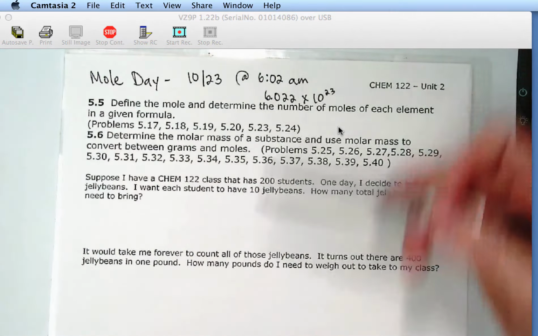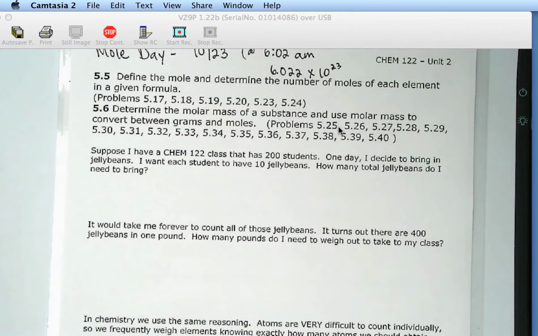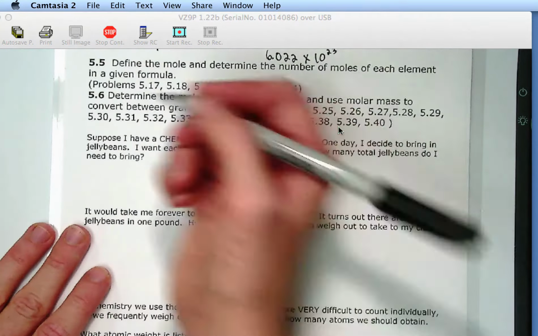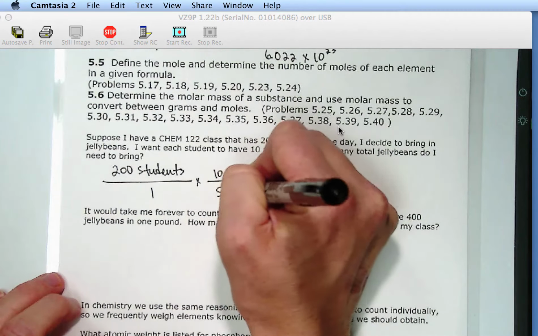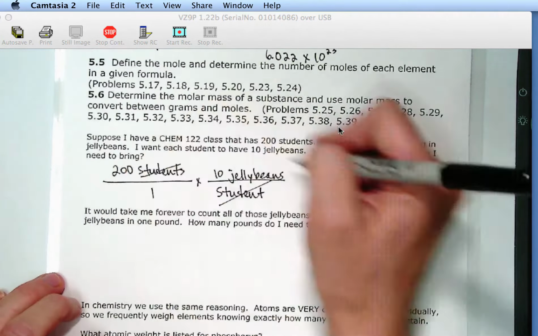So let's say I have a Chem 122 class that has 200 students. One day I decide to bring in jelly beans. I want each student to have 10 jelly beans. How many total jelly beans would I need to bring in? 2,000. A lot of you can do this right away. So let's set it up, 200 as a conversion, good practice from Unit 1. 200 students over 1, and I want 10 jelly beans per student. So 200 times 10 would give you 2,000 jelly beans.